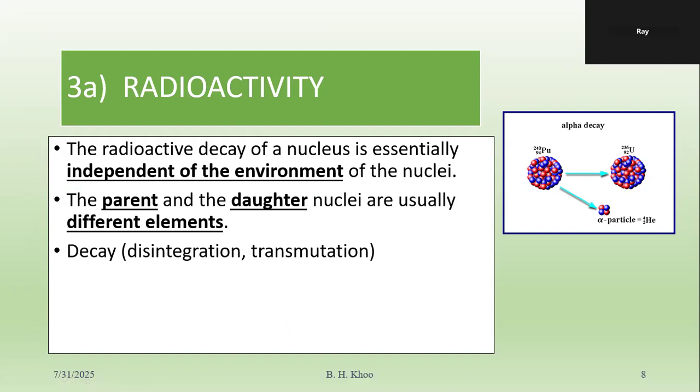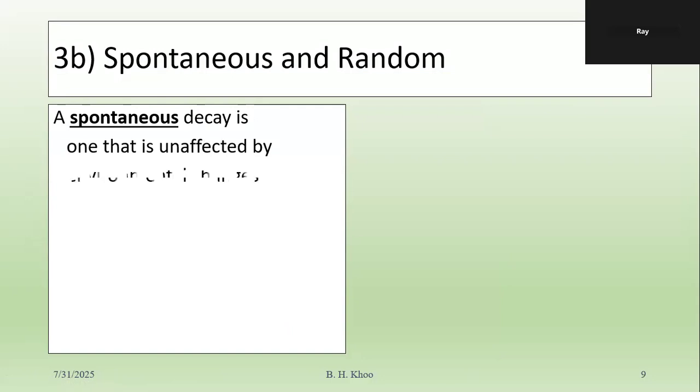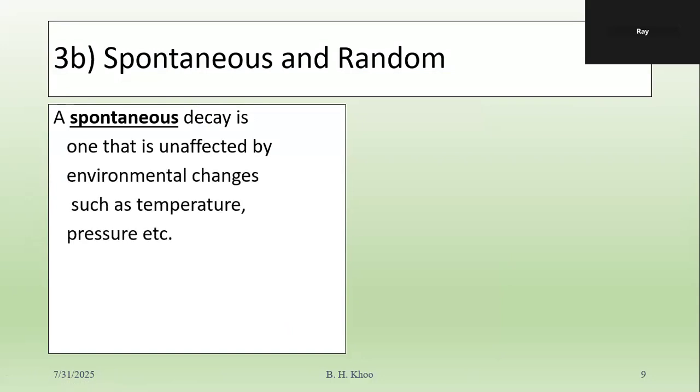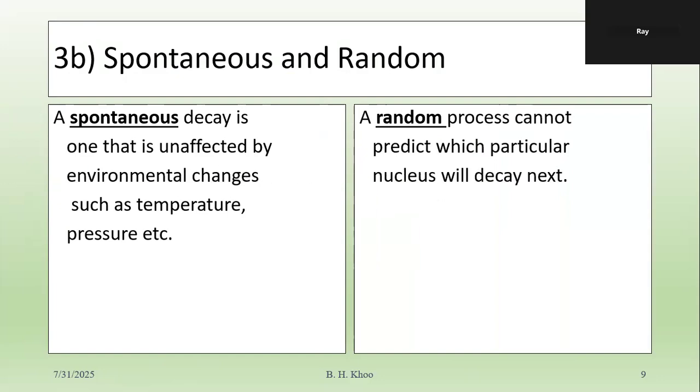Textbooks will use decay or disintegration, or sometimes transmutation. It's a spontaneous and random process. Spontaneous decay is one that is unaffected by environmental changes such as temperature and pressure. It just happens. Random process: cannot predict which particular nucleus will decay next.